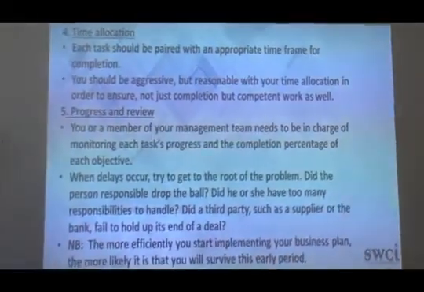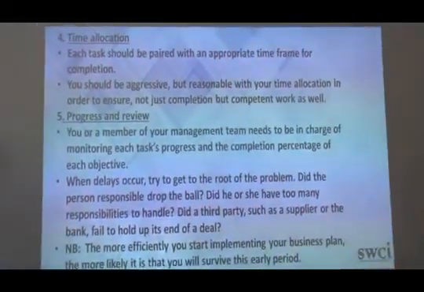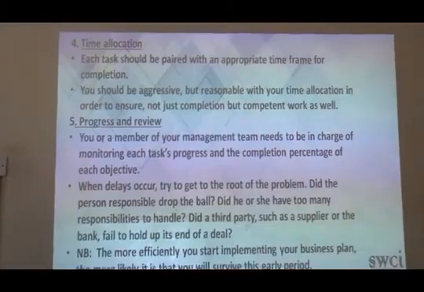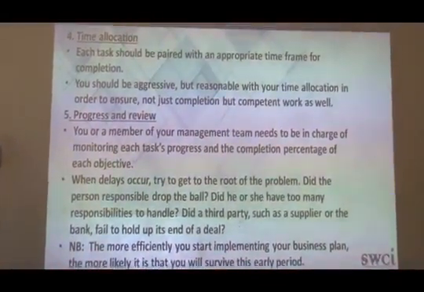Now, action is very important. When implementing your business plan, you need to have a time frame. For example, I need to achieve this. Now, what time do I need? From when to when do I need to achieve this? Have a time frame and always make sure you achieve your goal within that time frame.